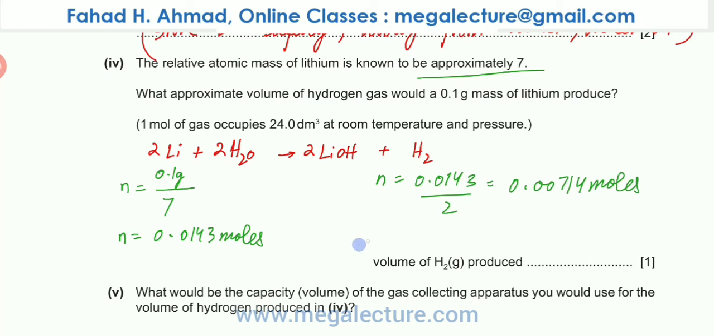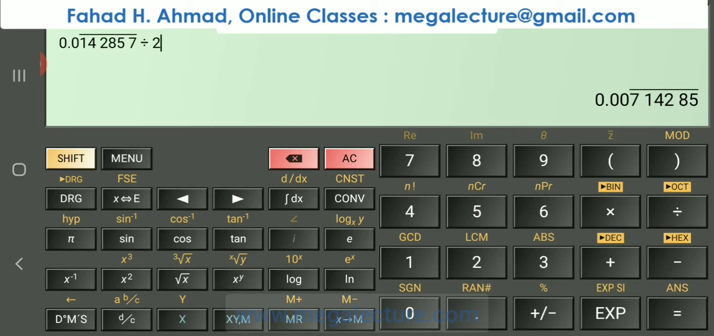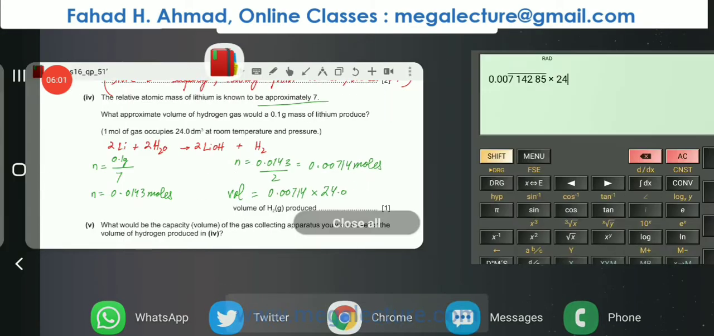And the last step is 1 mole occupies 24 dm³. So I need to find the volume of hydrogen gas that's going to be produced. So it's going to be moles, 0.00714, multiplied by 24 dm³, and let's find out the volume. Now you can see on my calculator that I'm taking the most accurate value forward. And the answer I'm getting is 0.171 and plenty of decimal positions. So I'm going to round this up to 0.171 dm³.